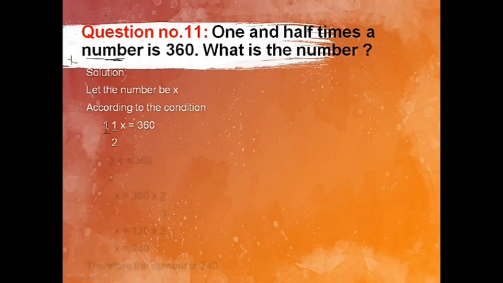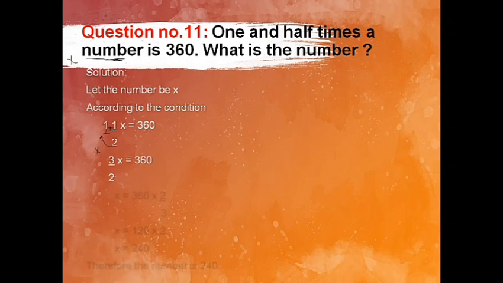So here 1.5 is given in the form of mixed fraction. We will convert it into the improper fraction. So we will multiply this 2 with 1, that is 2 into 1 will be 2, and then we will add it with 1. So 2 plus 1 is equal to 3. So here it is 3 by 2 x, which is equal to 360. So that is 3 by 2 x equals 360.